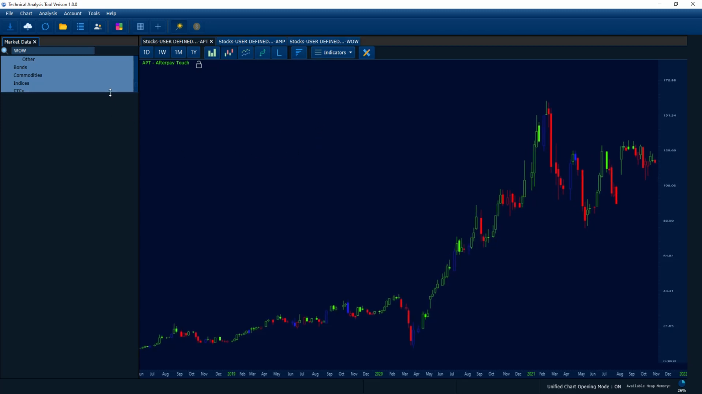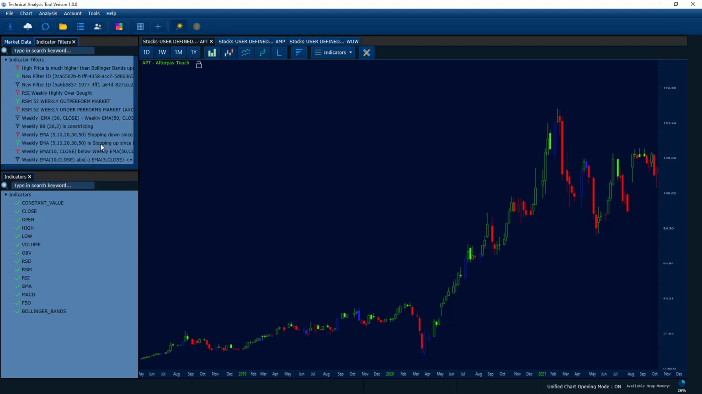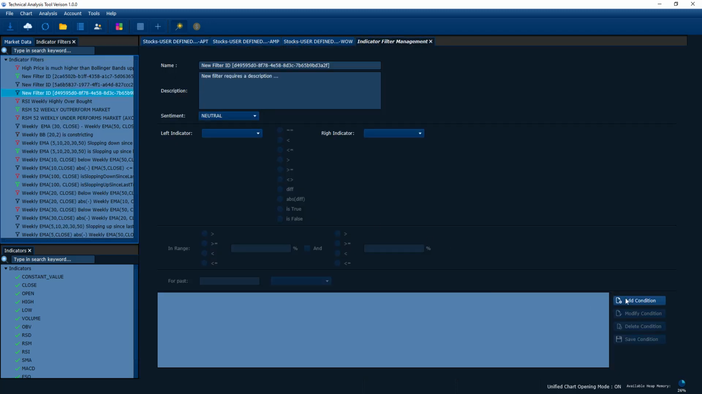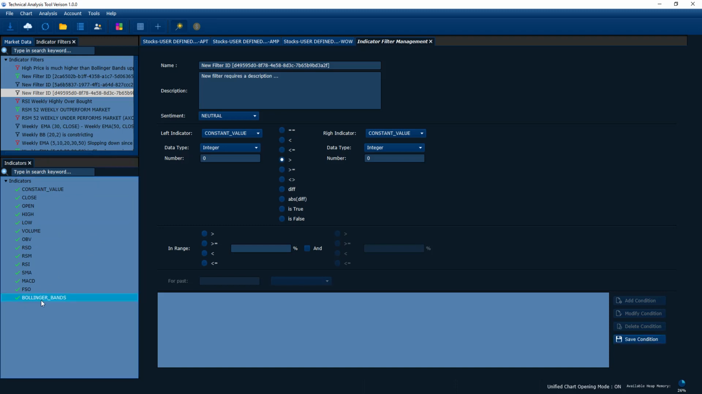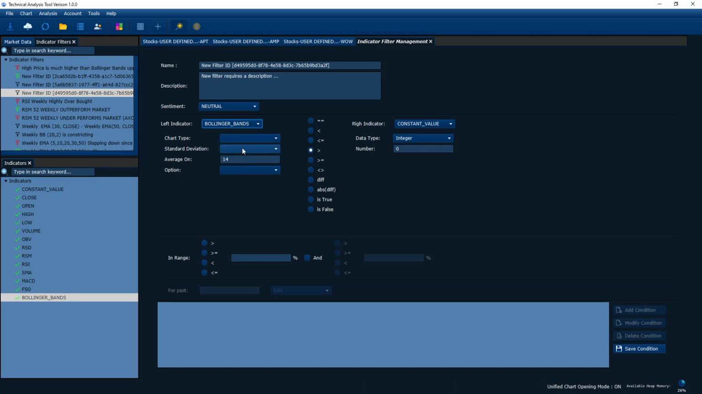So this is what we have got for how to configure the Bollinger Bands. Another thing I just want to show you is that the Bollinger Bands can be used in indicator filter creation. So basically, you can create a new indicator filter. Okay, so you can add conditions. As you can see in this drop-down list, you can use the Bollinger Bands to create an indicator filter.